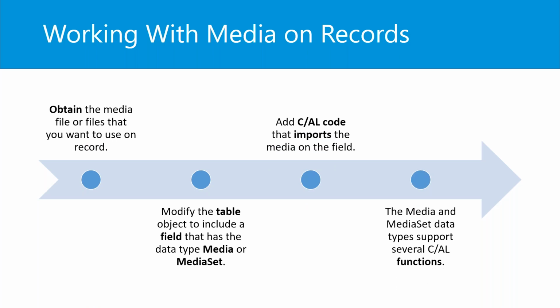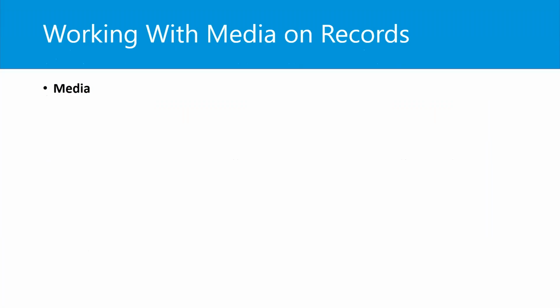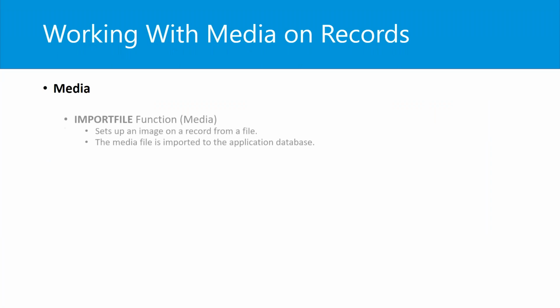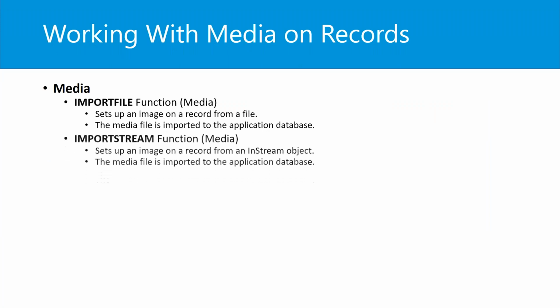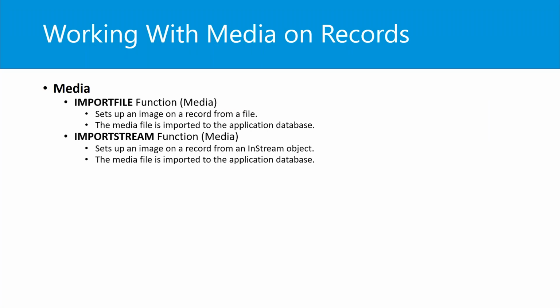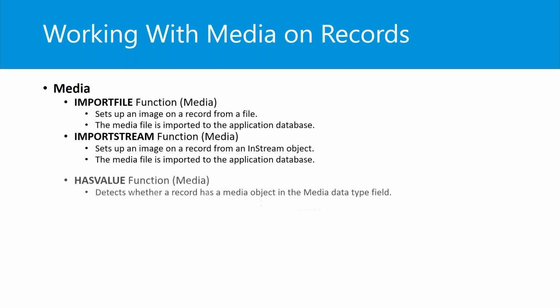And then we can make use of a number of functions to do that. We don't have to do everything ourselves, of course. Now, if we work with a media data type, what you will notice is that there is an import file function. What can we do with that? Well, we might be able to import an image on a record in the application database. Sounds easy. Import stream is very similar, but then we can make use of an in-stream object. Remember, XML ports can also do that, for example.